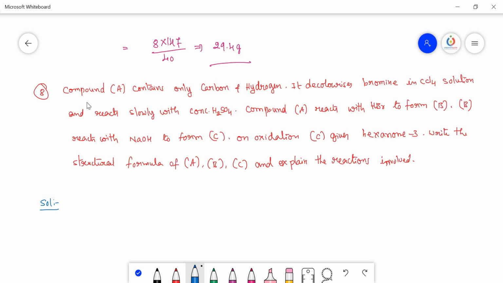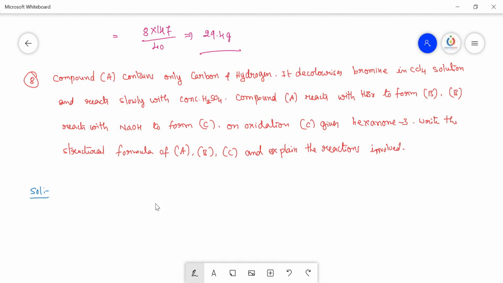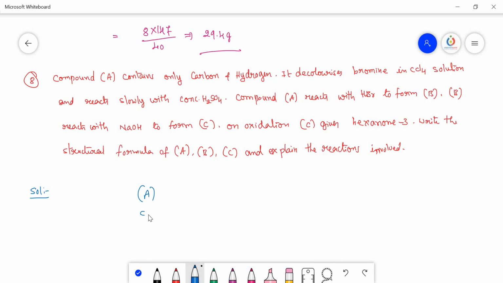The given question is: compound capital A contains only carbon and hydrogen. So first of all, we will write that there is one compound A. It contains only carbon and hydrogen. We don't know what the actual molecular formula is. This compound A decolorizes bromine in CCl4. So Br2 in CCl4 reacts with compound A and completely decolorizes it. I am not writing the product as I don't know the reactant.